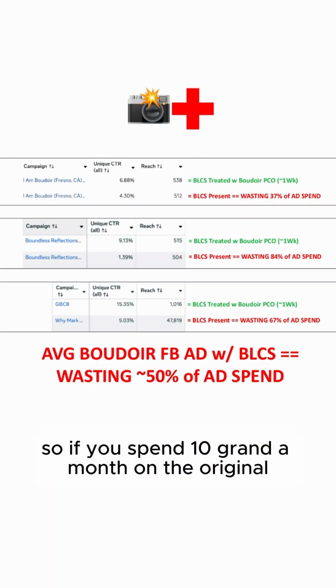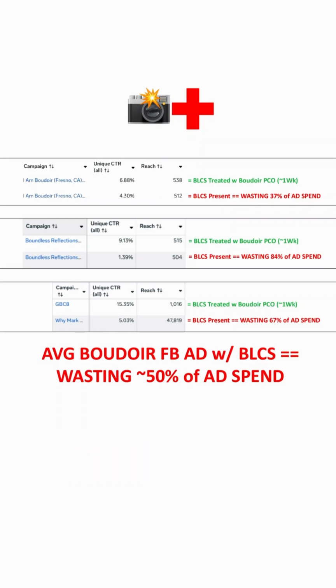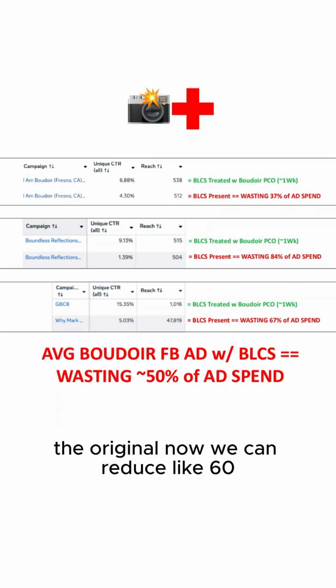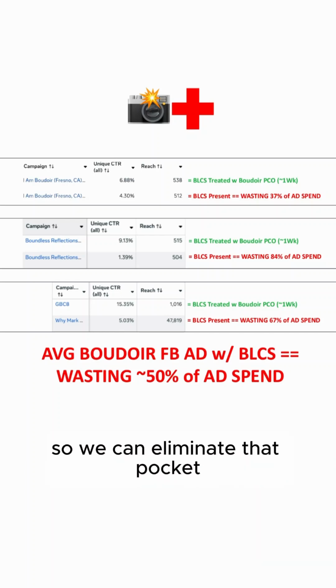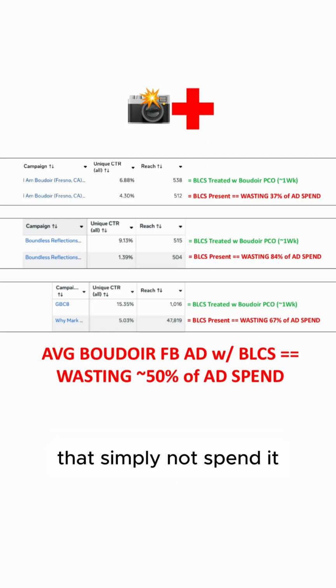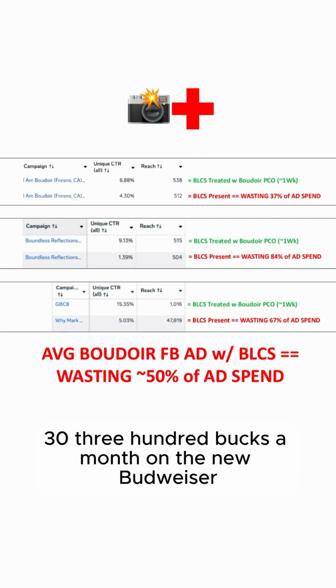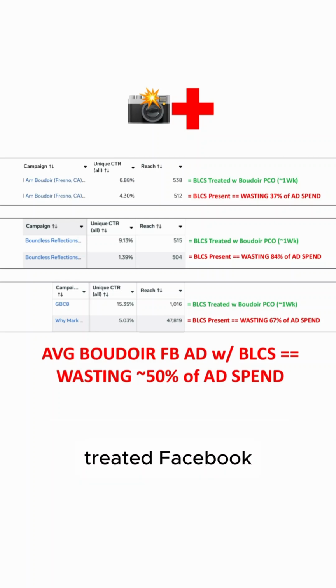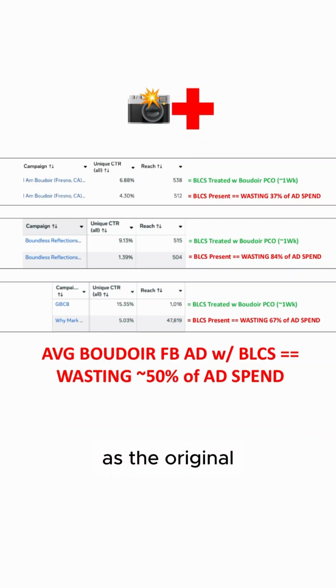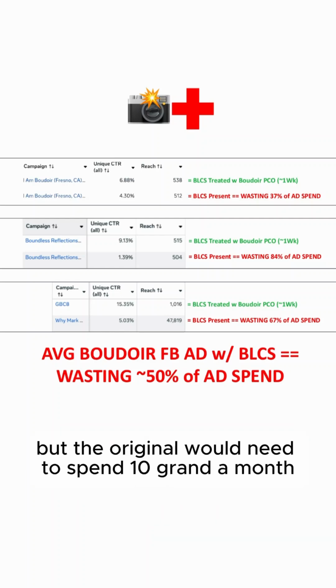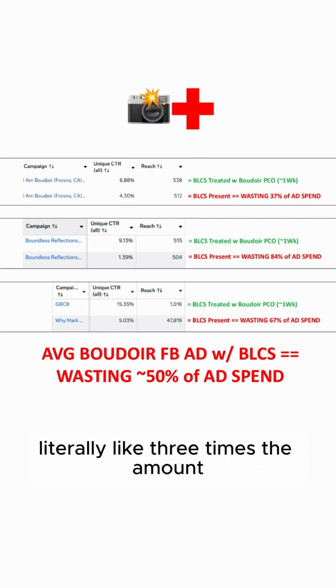So if you spend 10 grand a month on the original Boudoir Facebook ad, basically $6,700 a month is being wasted. So we can eliminate that, pocket that, simply not spend it, get a $6,700 a month bonus, and instead spend $3,300 a month on the new Boudoir Pico treated Facebook ad, and get that ad into the same number of women's brains as the original. But the original would need to spend 10 grand a month, literally like 3 times the amount as the Boudoir Pico treated one.